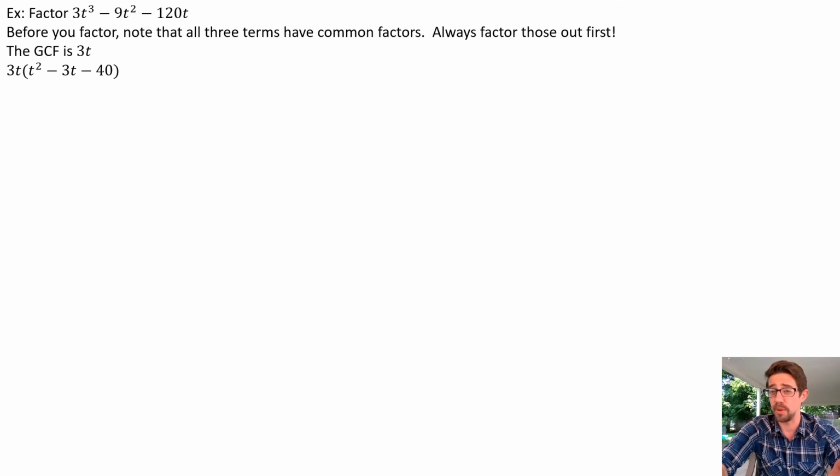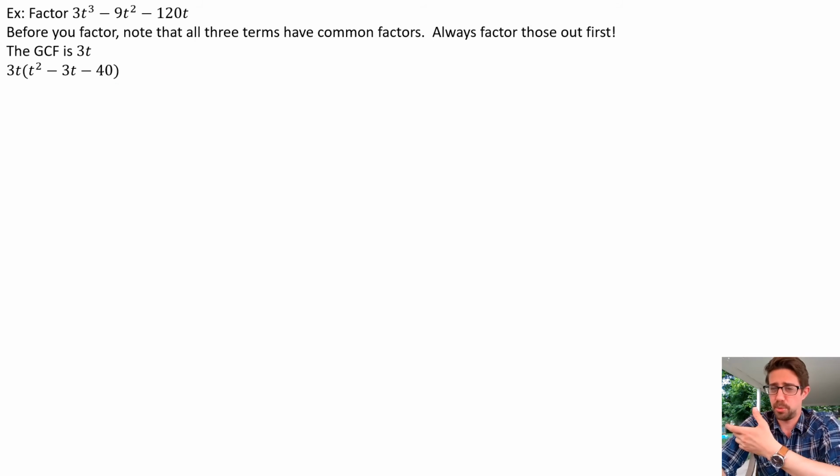And then don't get rid of it. You can't just divide everything by 3t and act like it was never there. It has to still be there in your final result. This is still factoring. It's just doing a couple of different factoring techniques in one problem. So the 3t is taken care of.